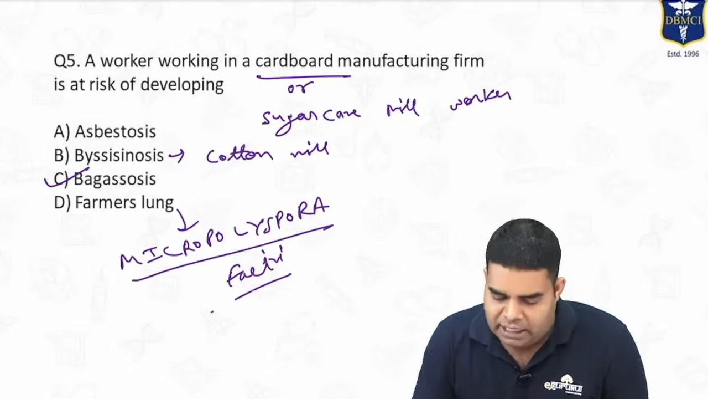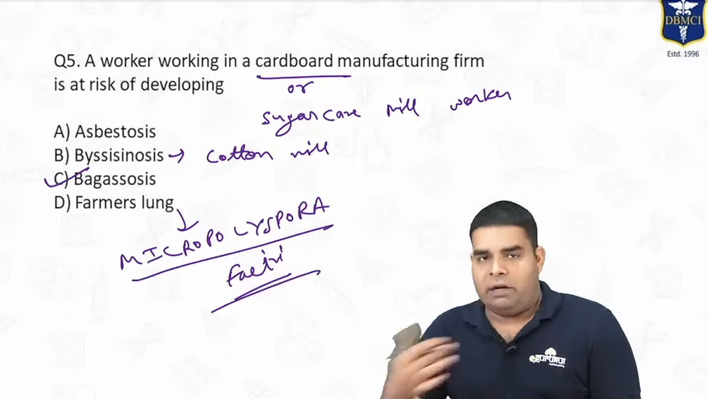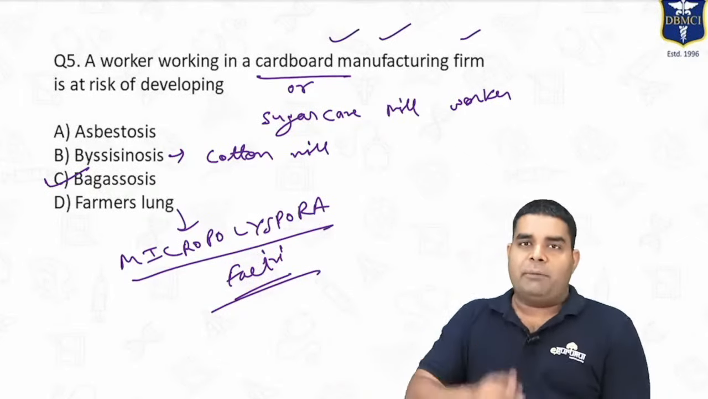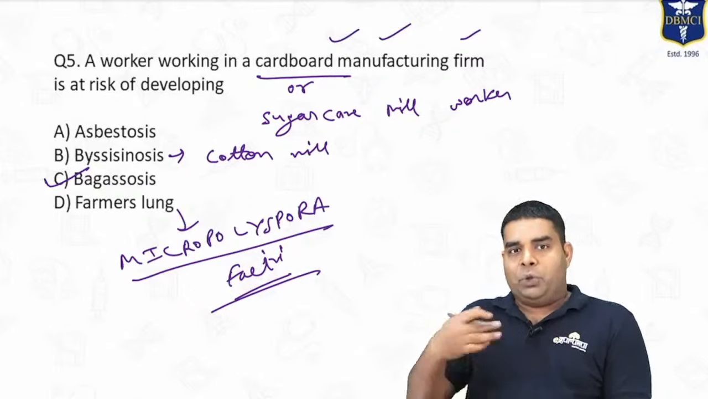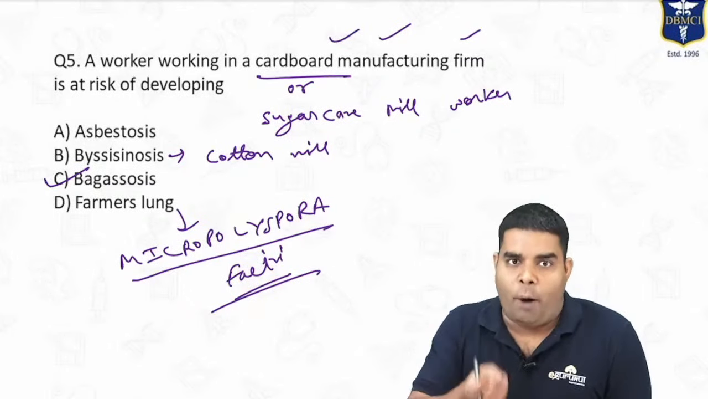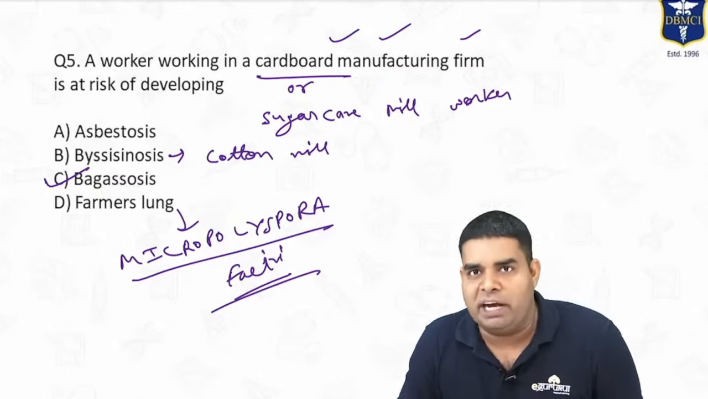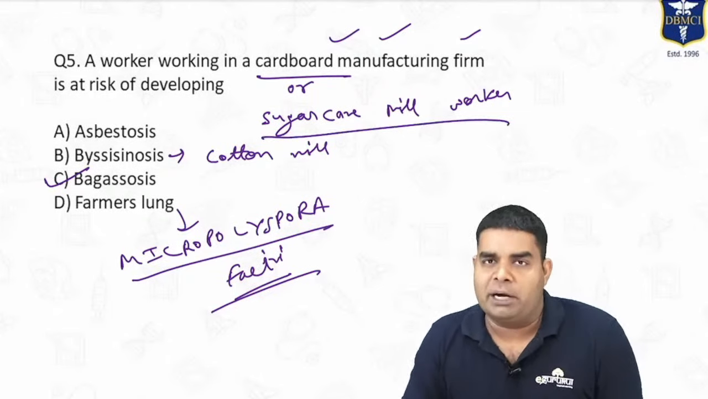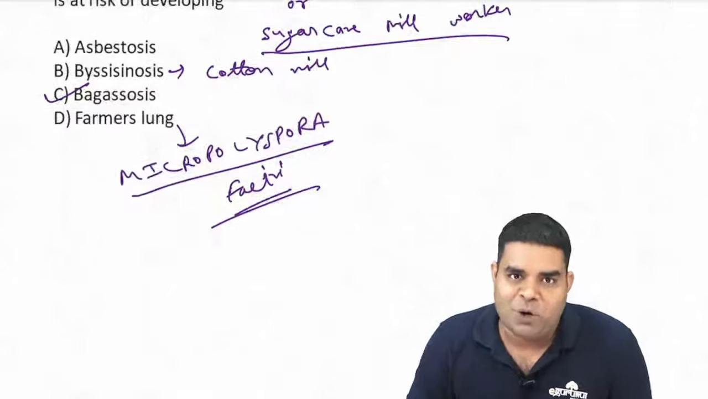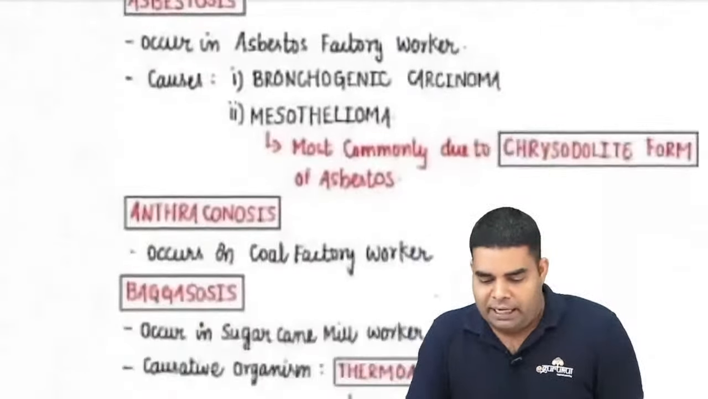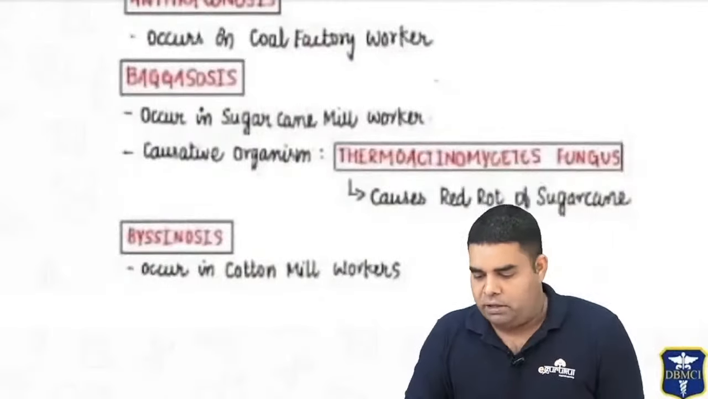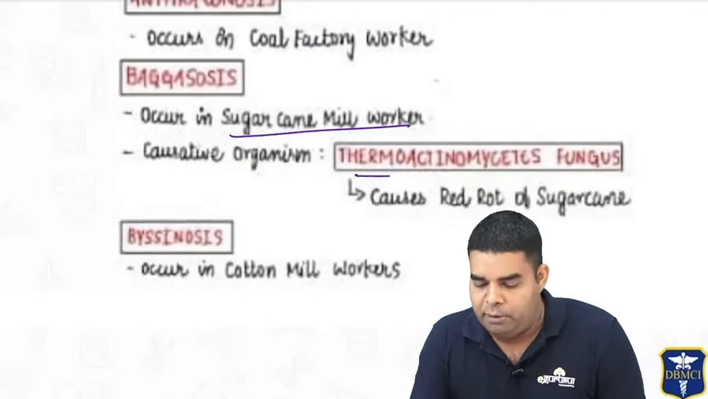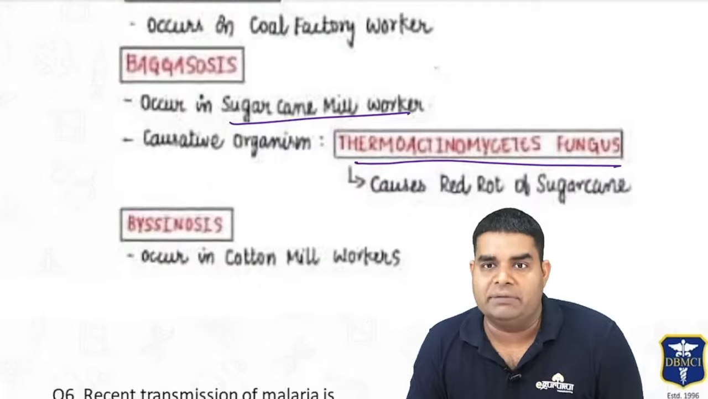So this is again something which cannot be found in a cardboard manufacturing firm, because farmer's lung occurs due to development of fungus on wet crops. And in cardboard manufacturing firms, there is more resemblance to the sugarcane mill worker problem, that is bagassosis. Okay. And that is of course in our notes, but not the cotton factory, it is the sugarcane mill worker. And remember the name of the fungus, thermoactinomycetes.